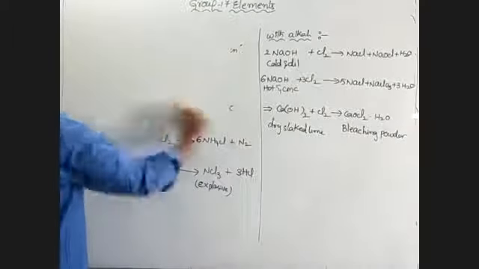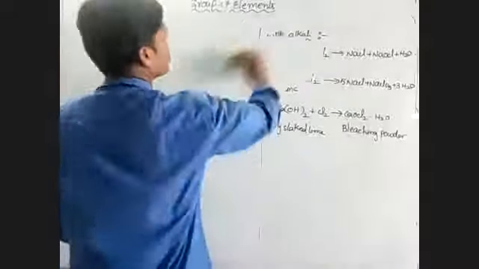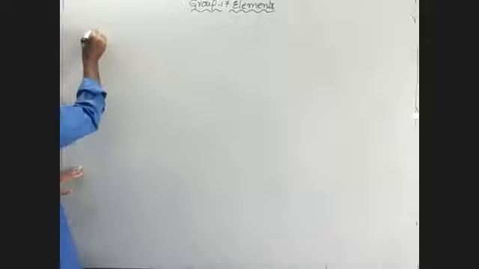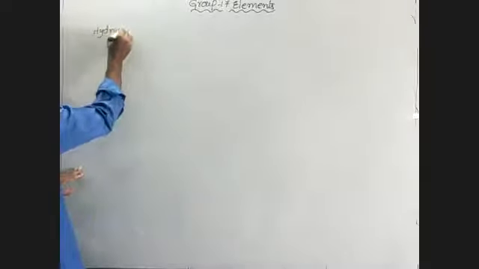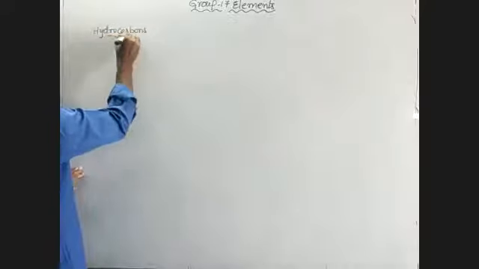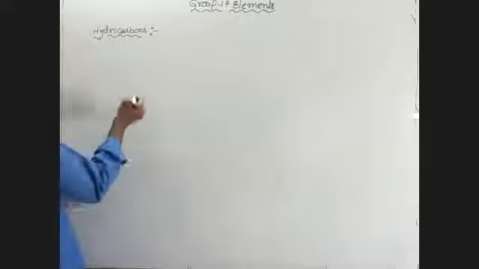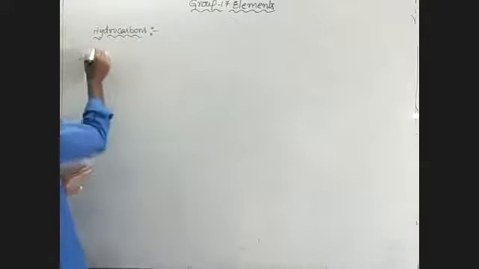Next properties are of chlorine. Chlorine reacts with hydrocarbons. That means reaction with hydrocarbon. So it gives substitution products with saturated hydrocarbon and addition products with unsaturated hydrocarbon. Okay, it gives substitution products. That means like this.